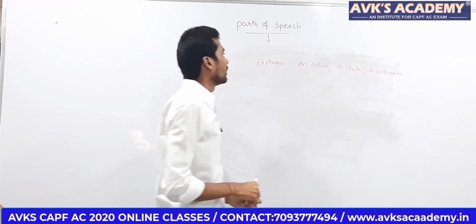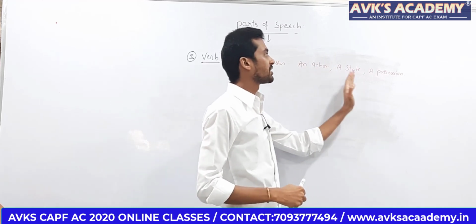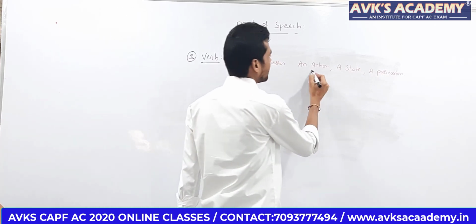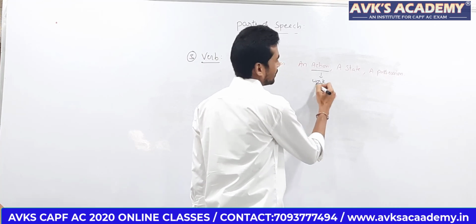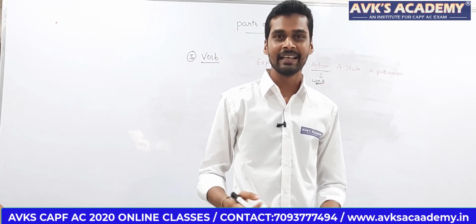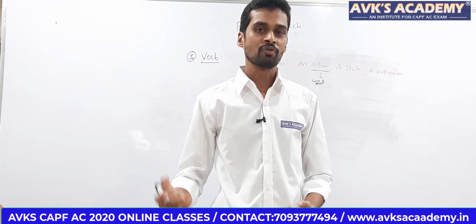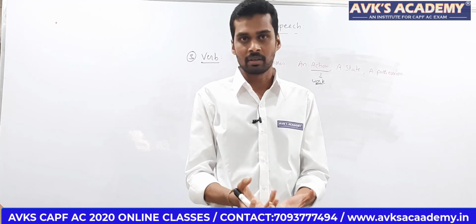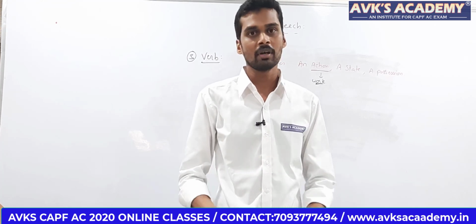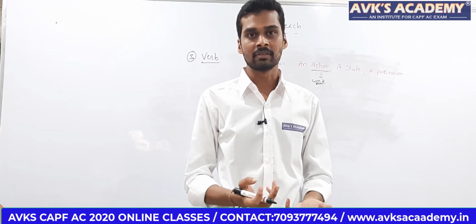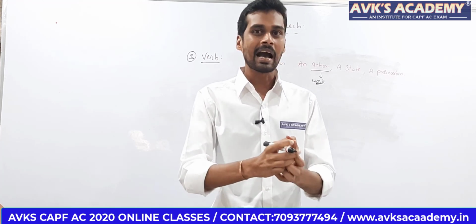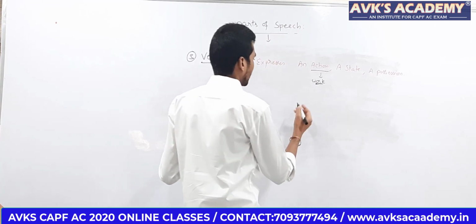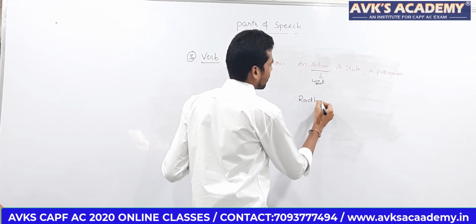A verb is a word which expresses an action, a state, or a position. I'll tell you what it is. An action means what? Action is nothing but work, isn't it? We have different works: riding, reading, writing, swimming, cooking, dancing. So all these are what? Action. Action is nothing but work. Sleeping, even sleeping is also a work. So all these are called actions. So whenever you come across works or actions, that word is called what? A verb. Suppose Radha drives a car.